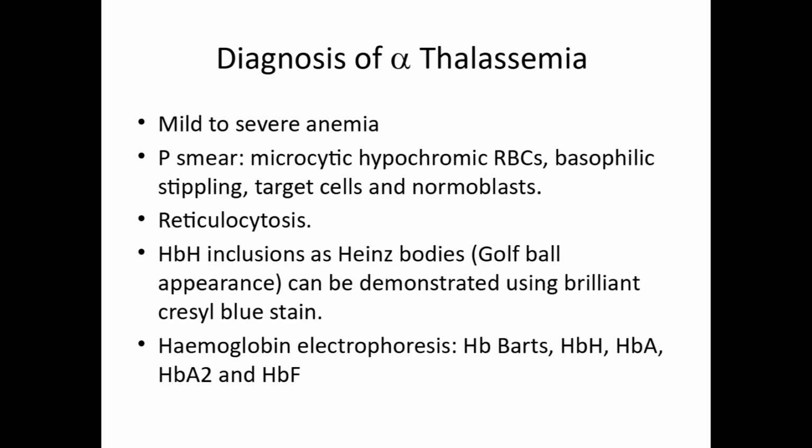Next is HbH disease. Peripheral smear wise again microcytic hypochromic, with target cells, NRBCs, etc. Next is alpha thalassemia trait, with inclusions within the RBC, similar to beta thalassemia minor. And lastly, there is a silent carrier, where there is no RBC abnormality. Brilliant cresyl blue staining shows a golf ball appearance. Hemoglobin electrophoresis can be used for confirmation of the disease, wherein you will get HB Bart's, HbH, HbA, HbA2 and HbF in varying proportions depending on which type of alpha thalassemia it is.